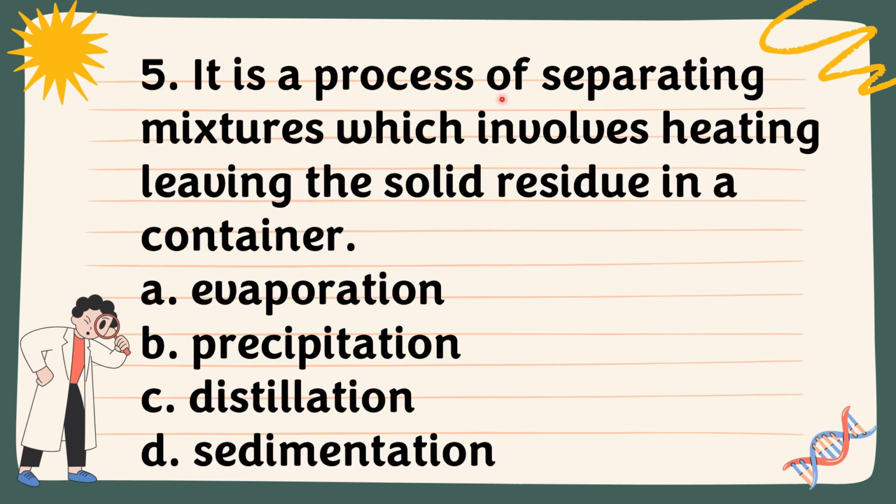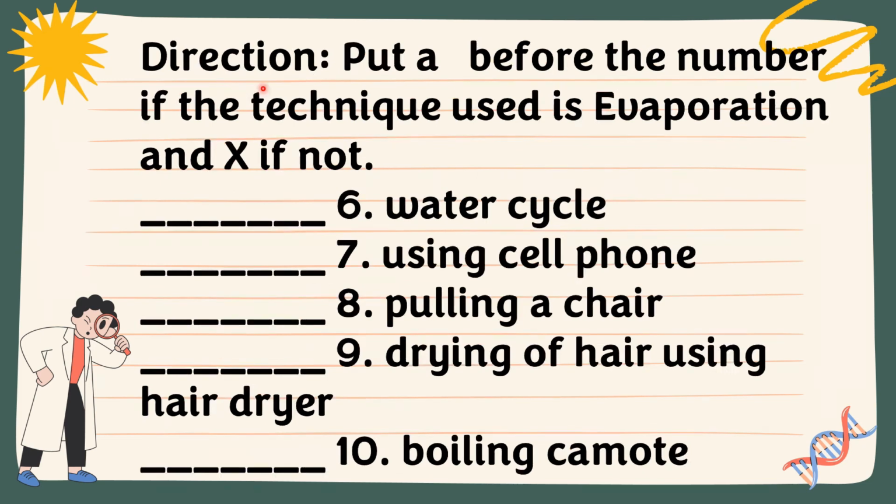Number 5, it is a process of separating mixture which involves heating, leaving the solid residue in a container. A. Evaporation. B. Precipitation. C. Distillation. Or D. Sedimentation. The correct answer is letter A. Evaporation.